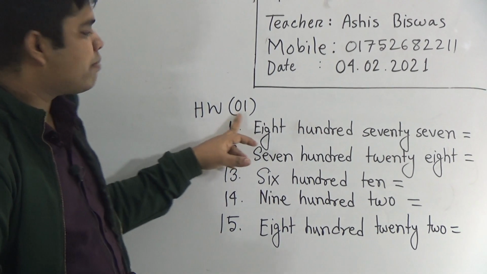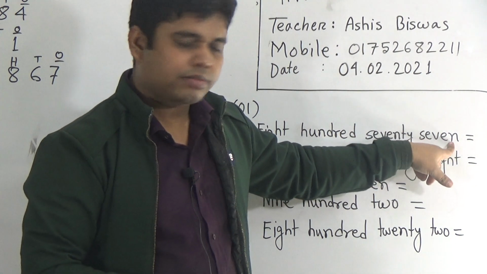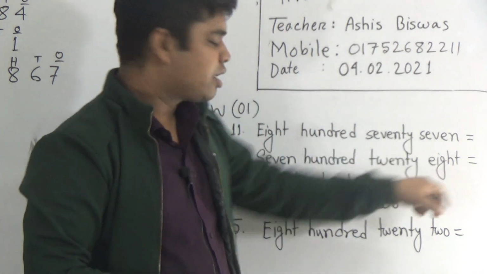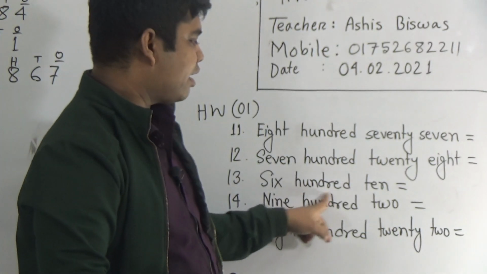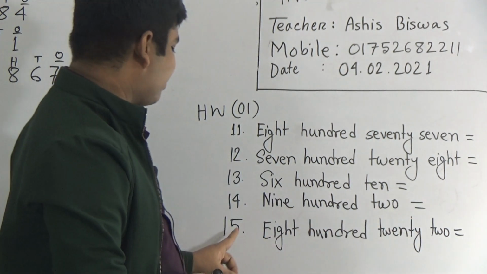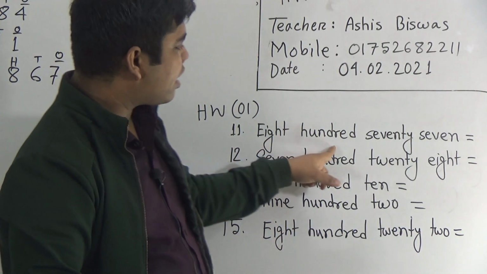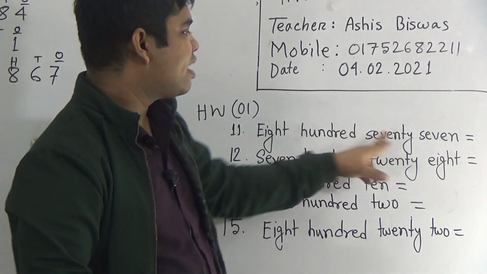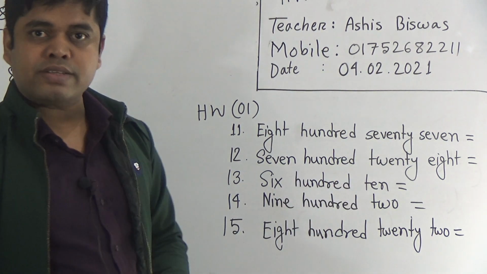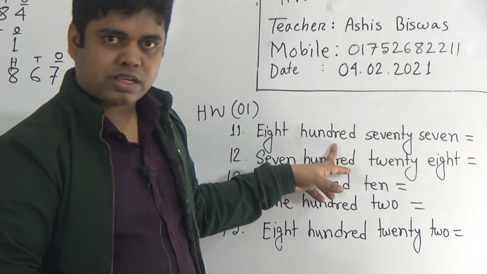Here is SW number 1. Question number 11 is 877. Question number 12, 728. Question number 13, 610. Question number 14, 902. Question number 15, 822. Notice 877: it has a hundreds place, tens place, and ones place. So how can you write it? You can write it yourself. Please don't take help from your parents. Just practice yourself.